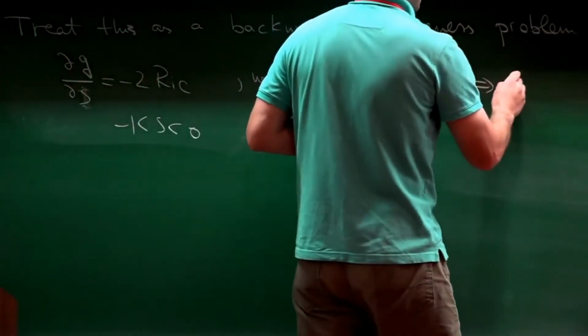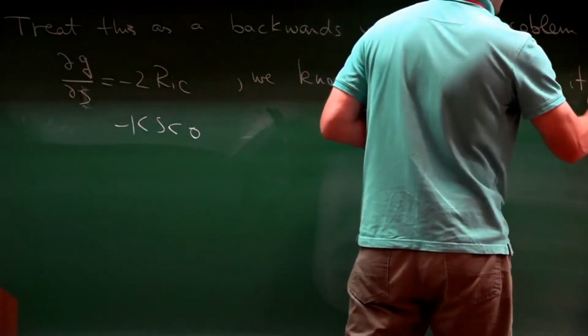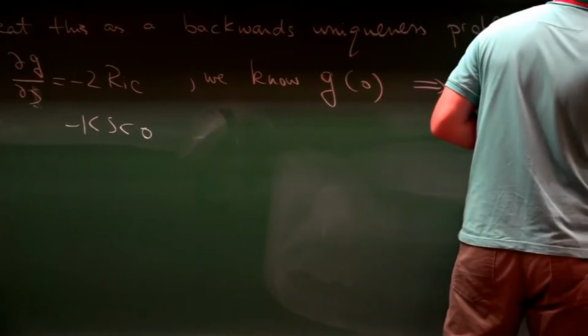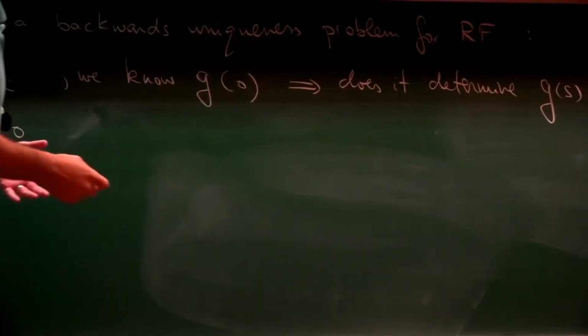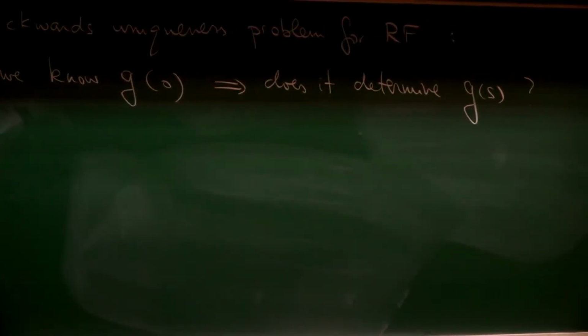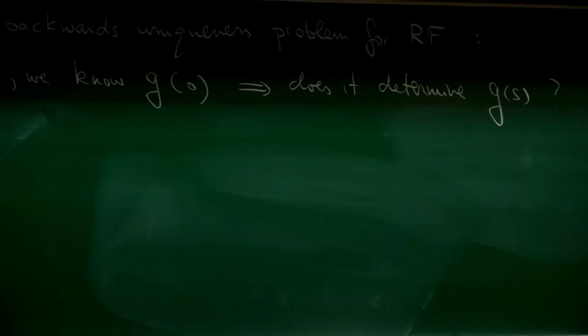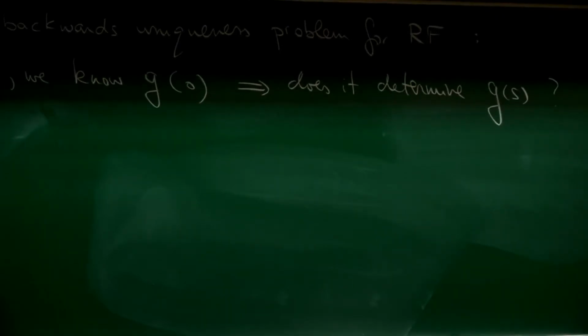Does this determine g of s? If I have two metrics with the same g of 0, can I say the metrics were the same for all previous times? This is the question. If we can say that, then g of -1 is exactly the soliton metric. So then it's determined.